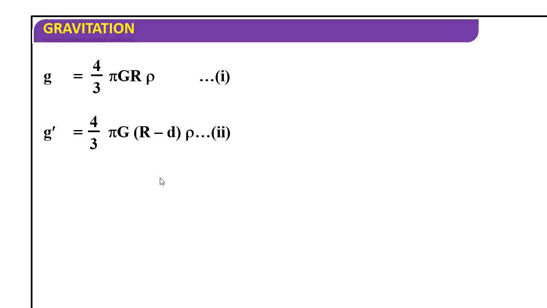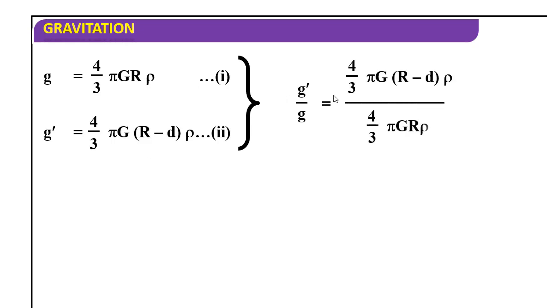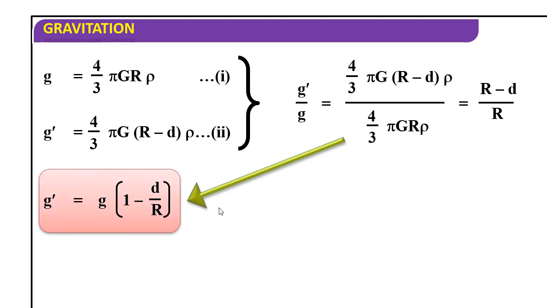Now dividing one with the other, you will get (r minus d) by r. So g dash is equal to g into (1 minus d by r). Okay, this is the formula.